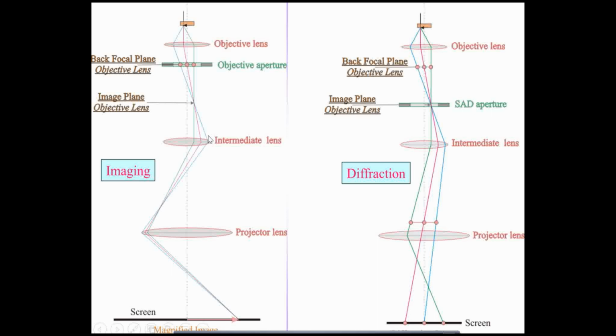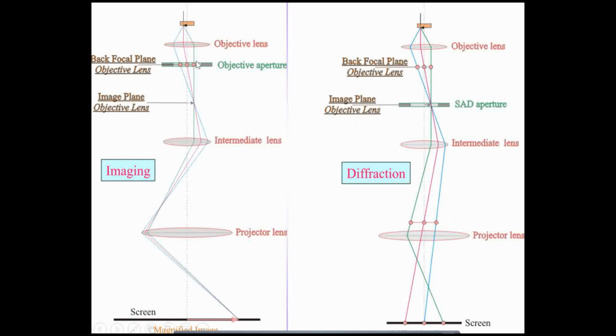So the image plane is there, so the image is being formed here, and then this is the back focal plane. So a diffraction pattern is being generated here. Depending upon your sample, which will be somewhere here, and depending upon where you have the objective aperture or the selected area electron diffraction aperture, you will get a magnified image of that particular thing.